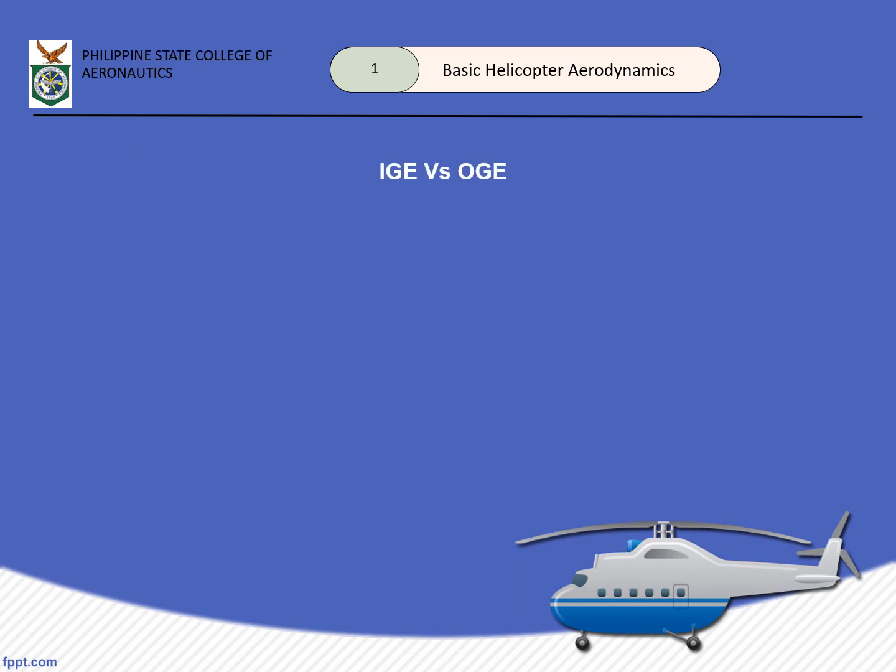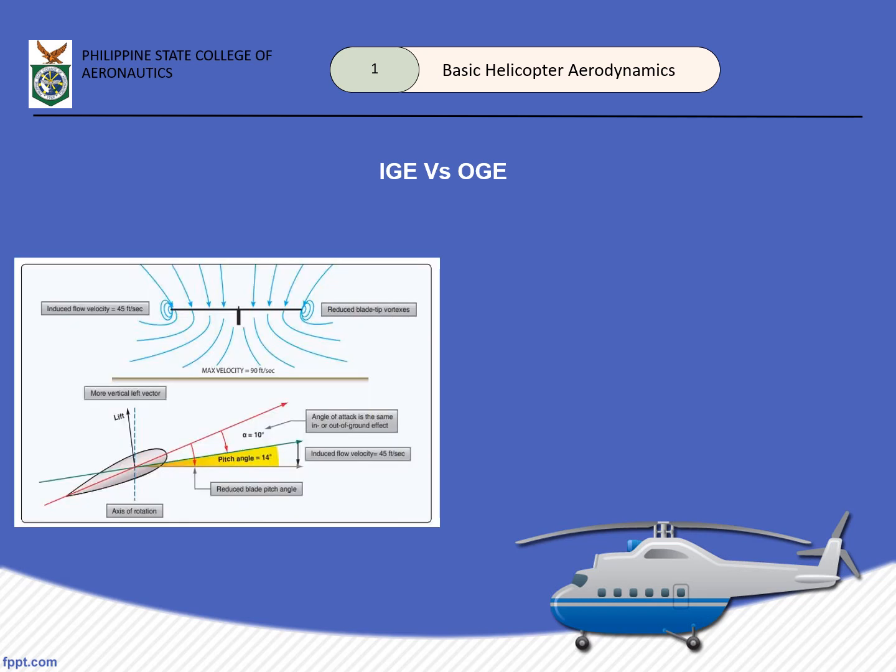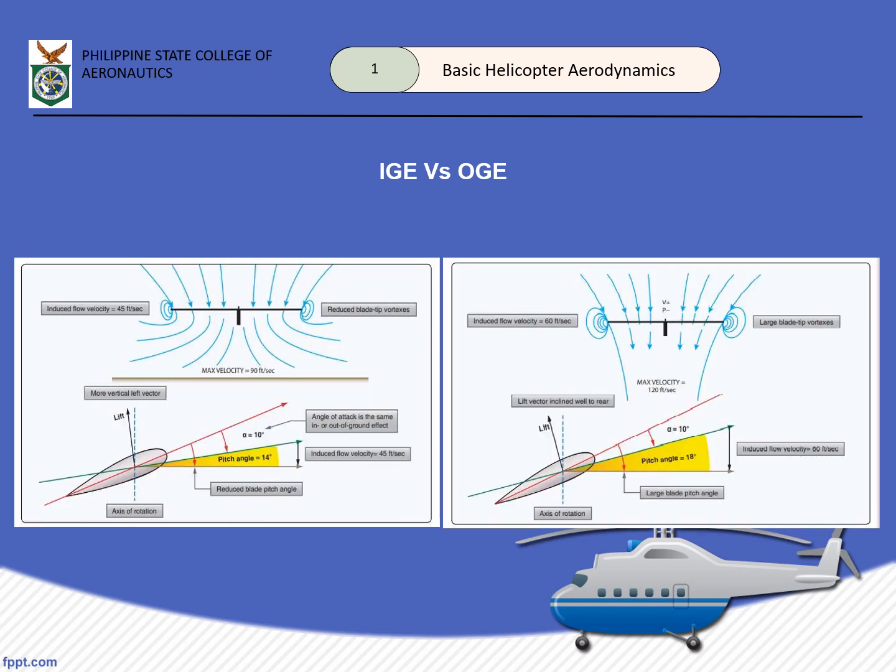Okay, so we have IGE stands for in-ground effect and OGE stands for out-of-ground effect. So, but first, what is ground effect nga ba? So, ground effect is the increased efficiency of the rotor system, which is caused by the interference of the airflow when near the ground. So, we have here our in-ground and out-of-ground effect.